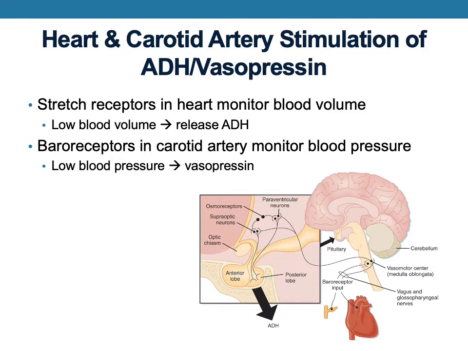Baroreceptors in the carotid artery monitor blood pressure. If blood pressure drops, the baroreceptors in the carotid artery will signal the hypothalamus to have the posterior pituitary release vasopressin. Both the heart and the carotid artery are using humoral stimuli to maintain homeostasis or respond to acute situations. This system is not engaged with chronic low blood pressure or chronic low blood volume.